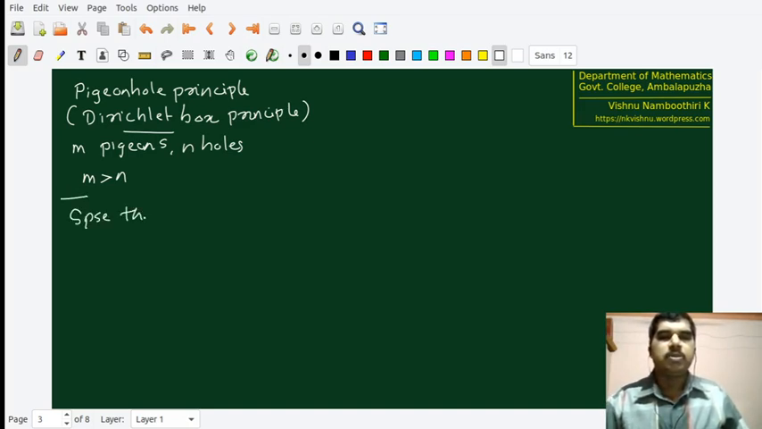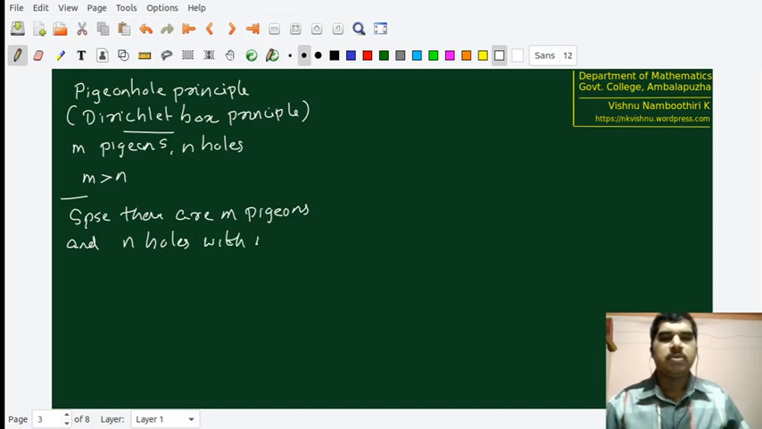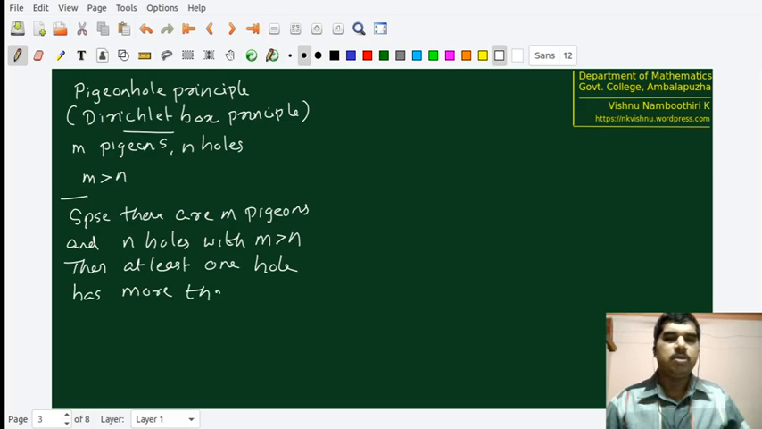Suppose there are m pigeons and n holes with m greater than n, then at least one hole has more than one pigeon in it.